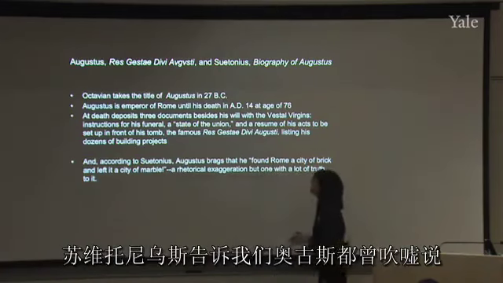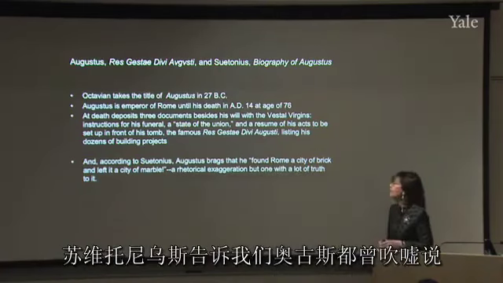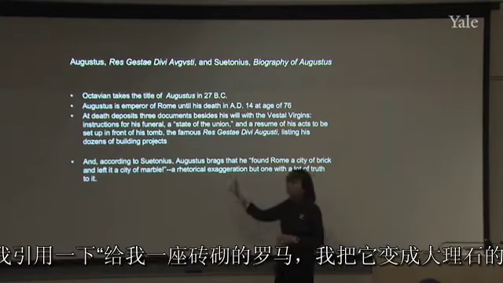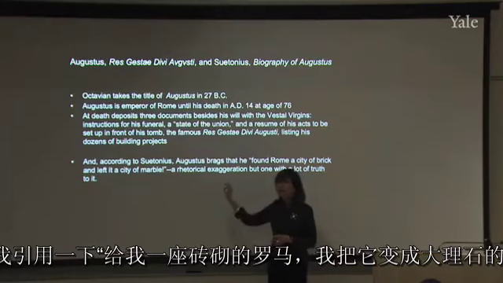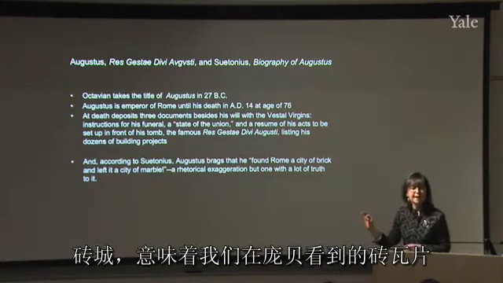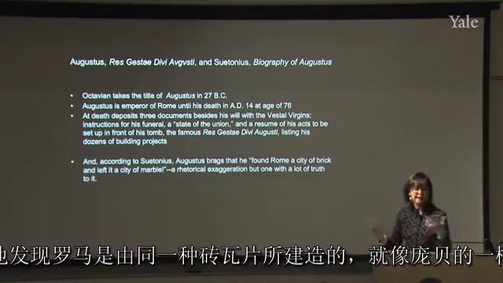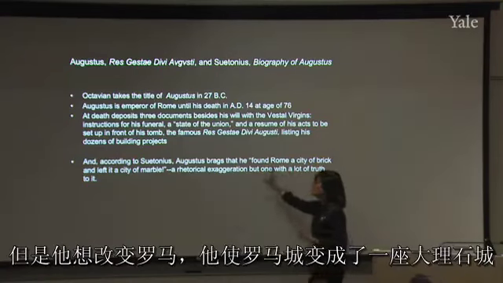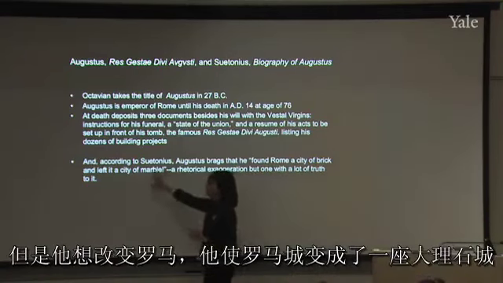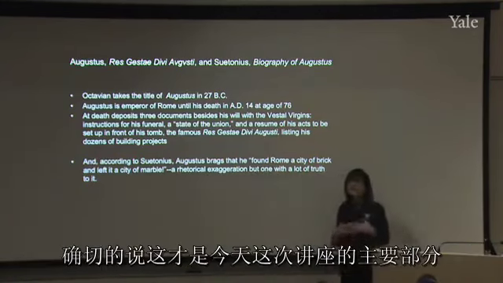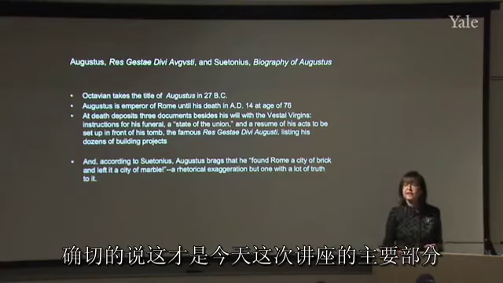Suetonius tells us that Augustus bragged that he, and I quote, found Rome a city of brick and left Rome a city of marble. A city of brick meaning that brick tile that we saw in Pompeii. He found a Rome that was built out of that same kind of brick tile that we saw at Pompeii, but he wanted to transform. He left the city of Rome a city of marble, and that's exactly the major thrust of today's lecture.